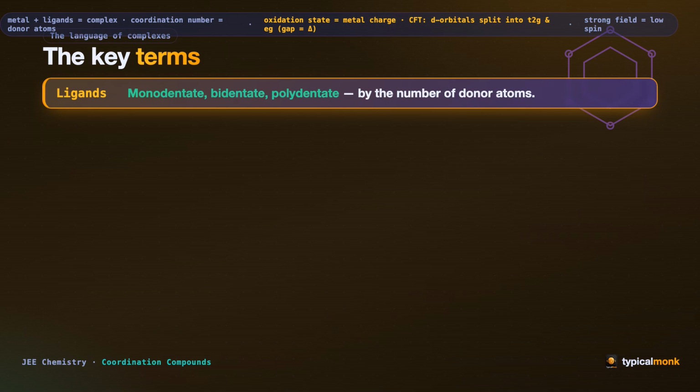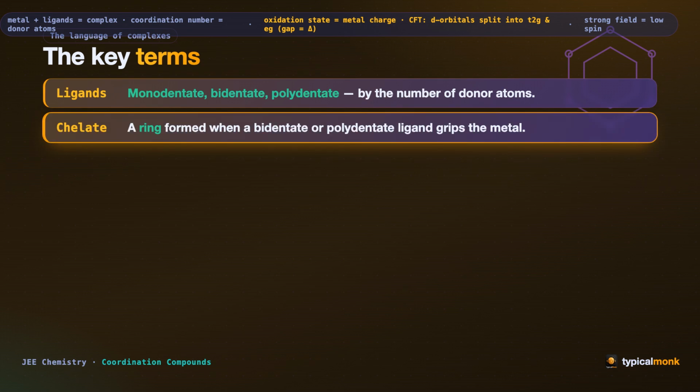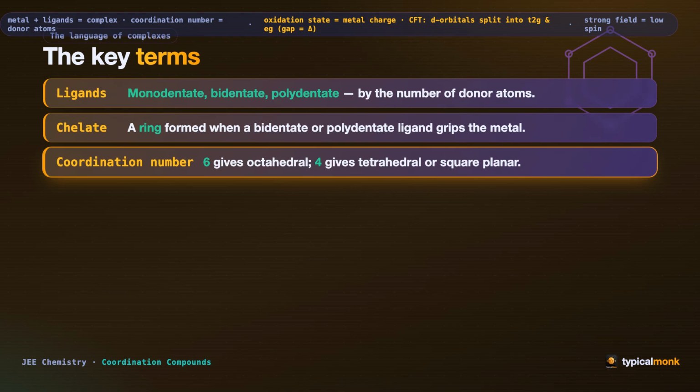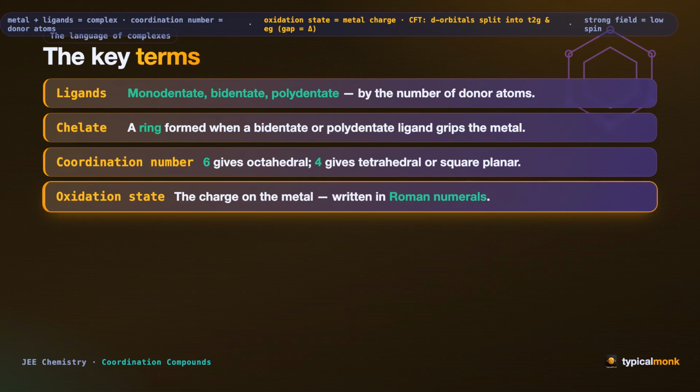Now the key terms. Ligands, monodentate, bidentate, or polydentate by the number of donor atoms. The chelate, a ring formed when a bidentate or polydentate ligand grips the metal. The coordination number, 6 gives octahedral, 4 gives tetrahedral or square planar. The oxidation state, the charge on the metal, written in Roman numerals.